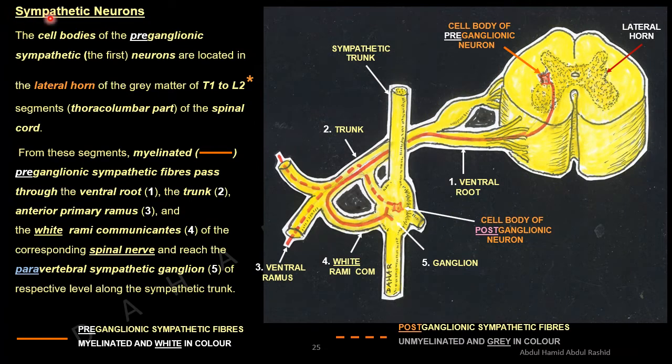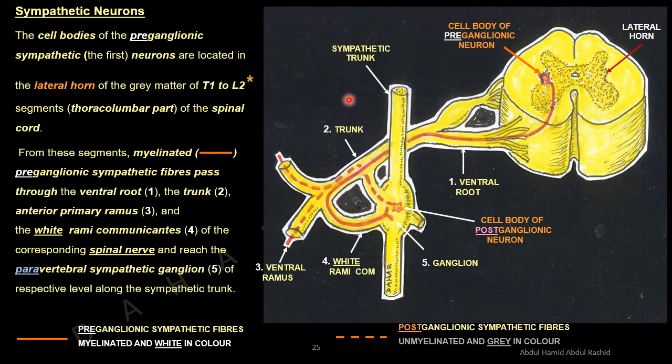Sympathetic neurons. Neurons mean nerve cells. Sympathetic neurons mean nerve cells of the sympathetic nervous system. Let's see the diagram. This is a segment of the spinal cord. It consists of a central canal surrounded by H-shaped gray matter. This is the anterior horn and this is the posterior horn on each half of the gray matter. These anterior and posterior horns of the gray matter are present in every segment throughout the spinal cord.